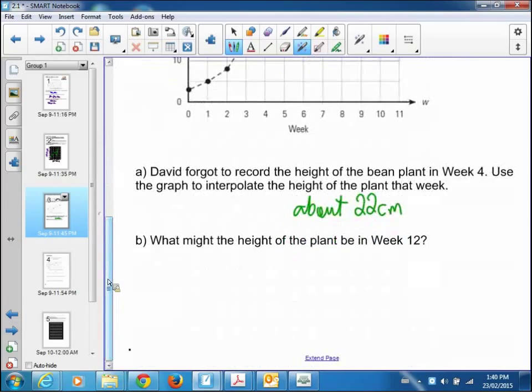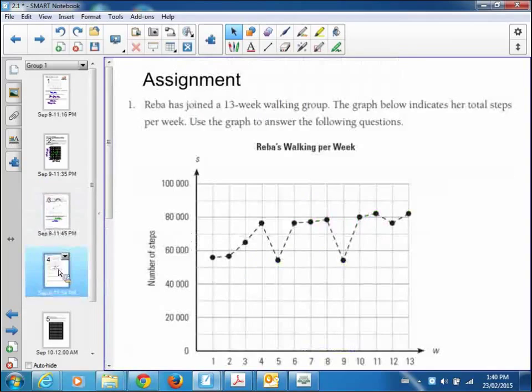Now, you don't know though, because I'm not saying exact, about 39 centimeters. Now, that's the thing about extrapolating, when you're going beyond your data, you got to take a guesstimate, and it's not always as accurate. Interpolating is more accurate. Now, your assignment is fairly simple.